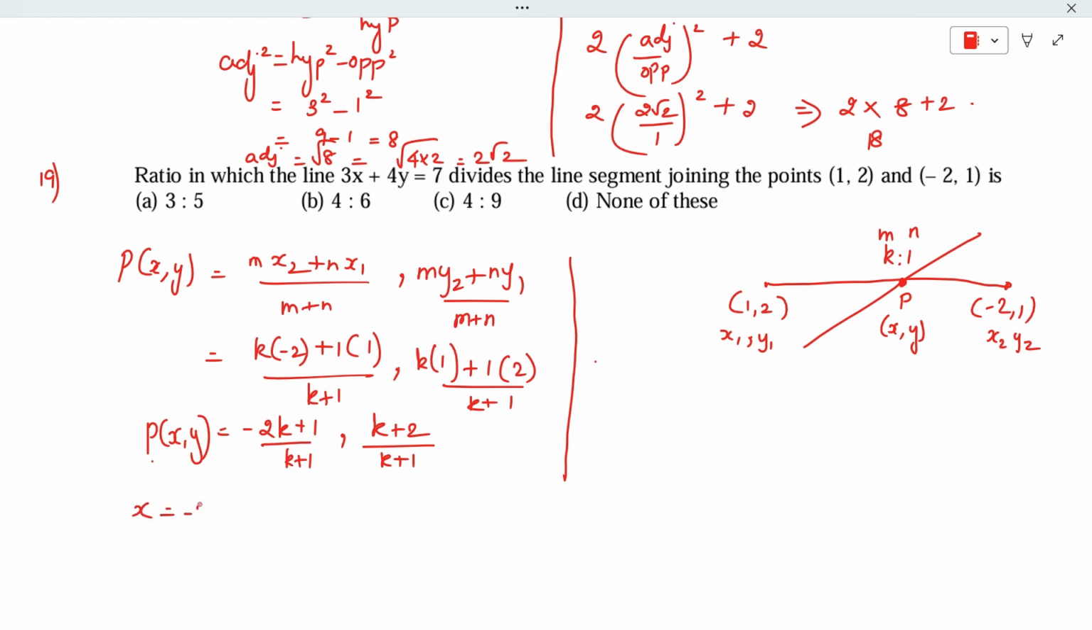Comparing x and y, x is equal to (minus 2k plus 1) by (k plus 1), and y is equal to (k plus 2) by (k plus 1). I am going to substitute this point in the line given here. Why do I have to substitute? Because this point is one of the solutions of the line, since it intersects it. So let me substitute here.